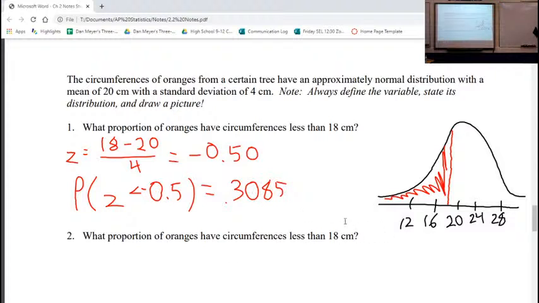So that's how we get everything to the left. So 0.3085, so about 30 or 31%. Questions on that so far?